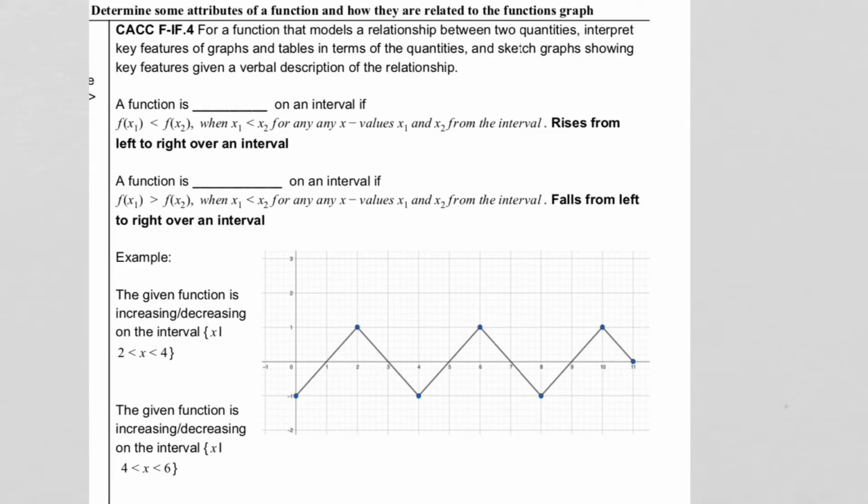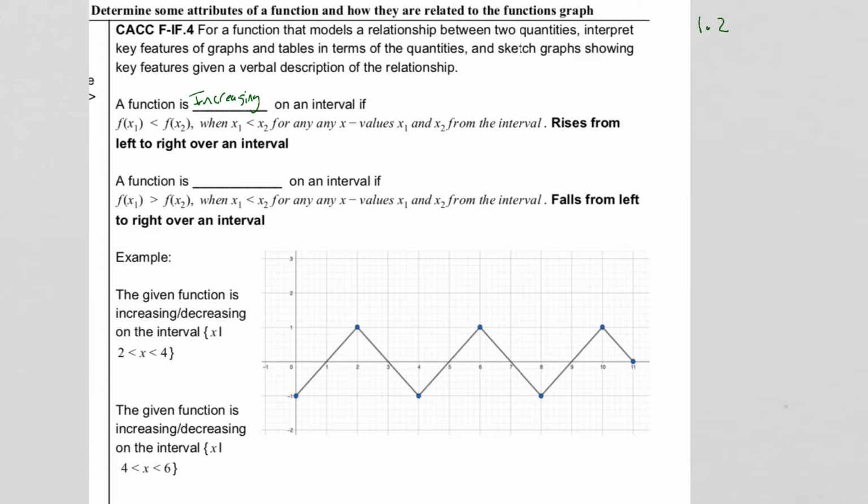So this is the guided notes section 1.2, and we're talking about characteristics of functions. Basically a function is increasing on an interval if f of x sub 1 is less than f of x sub 2, when x sub 1 is less than x sub 2, for any x values x sub 1 and x sub 2 from the interval.